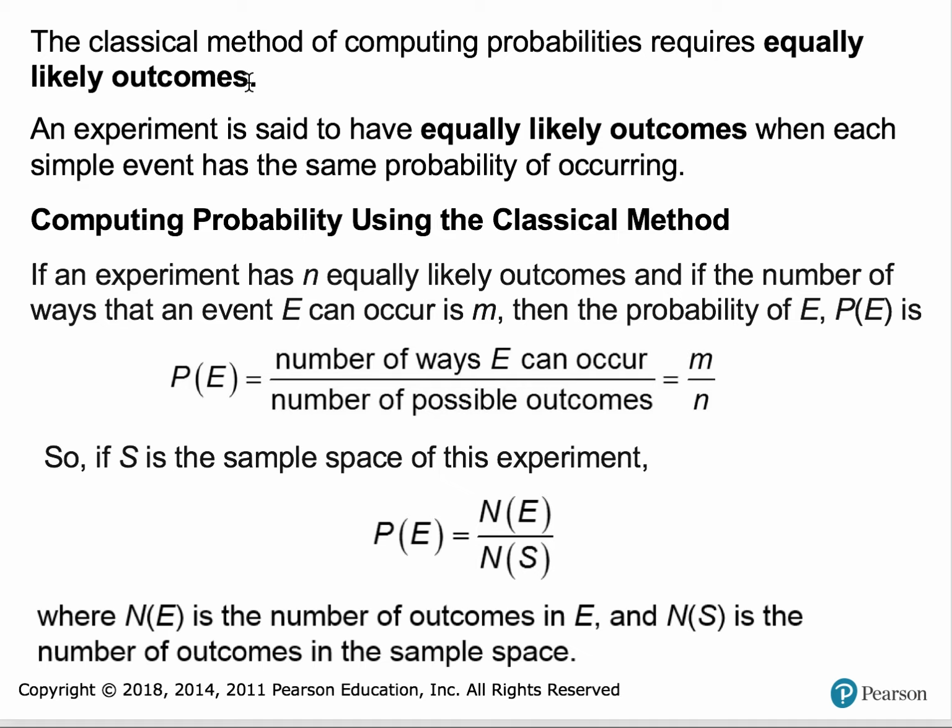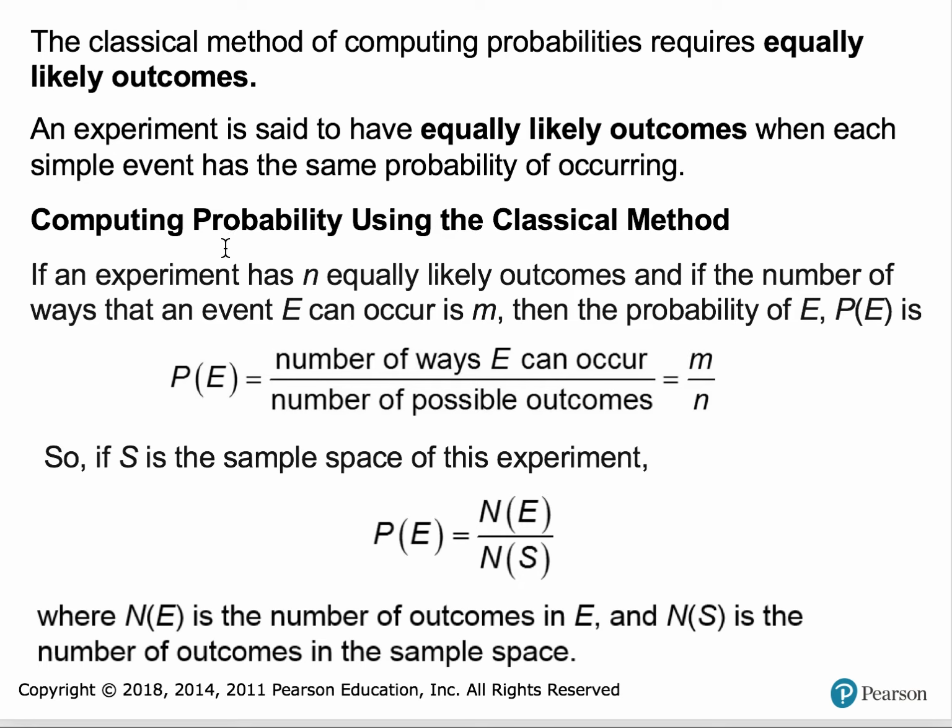Think of flipping a coin. It's just as likely to land on heads and tails. Now, if the coin's weighted, you can no longer use this method of computing probabilities. A die, it's just as likely to land on any one of those 6 numbers, equally likely, unless it's weighted, right? An experiment is said to have equally likely outcomes when each simple event has the same probability of occurring.